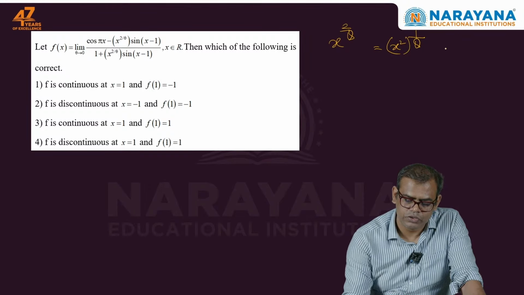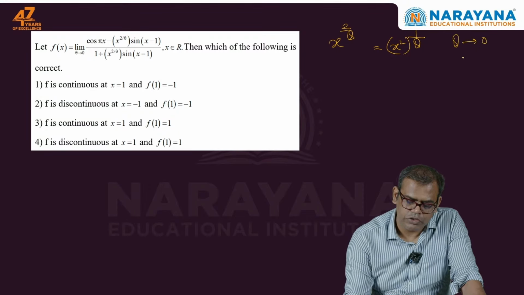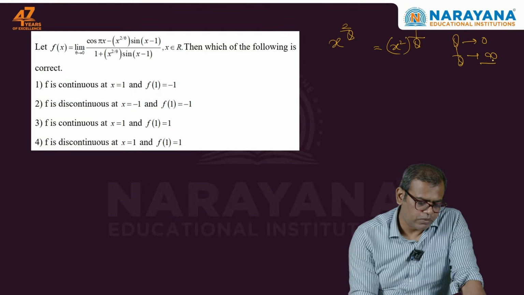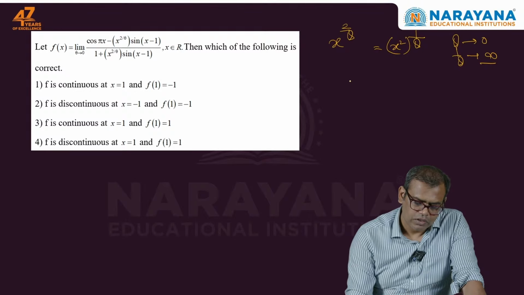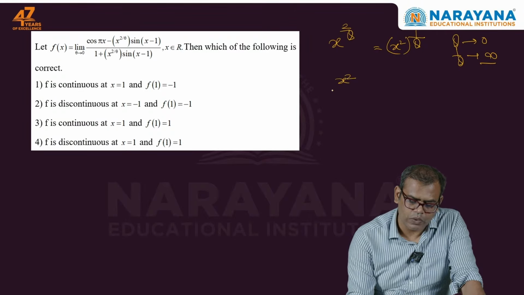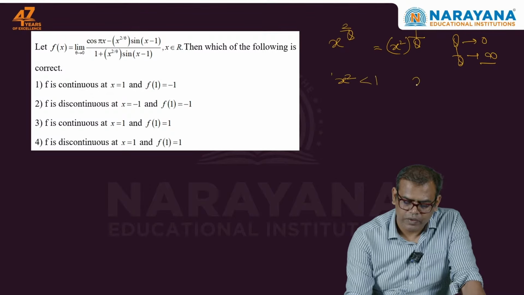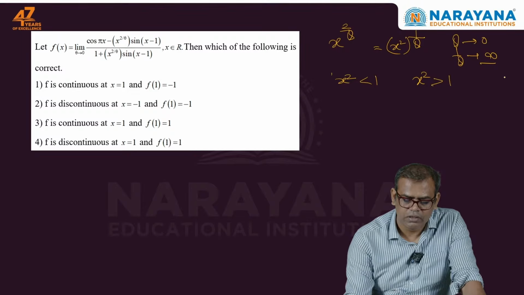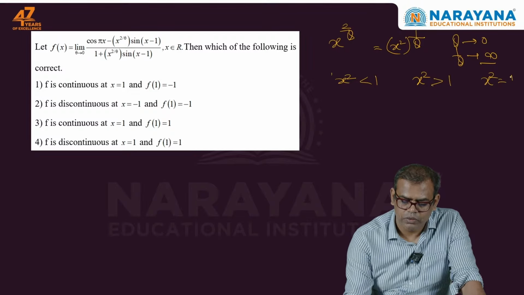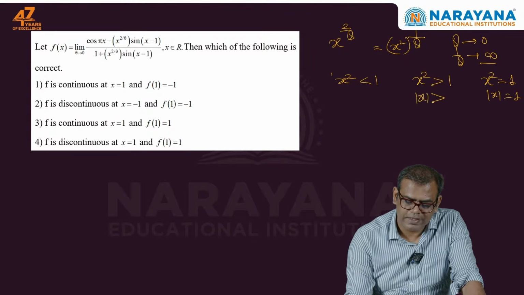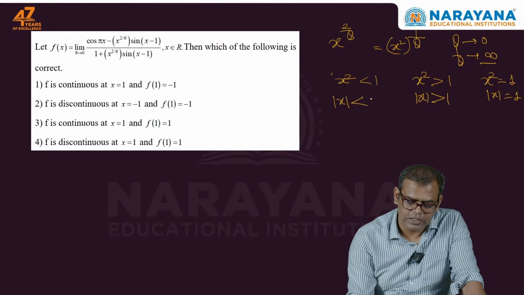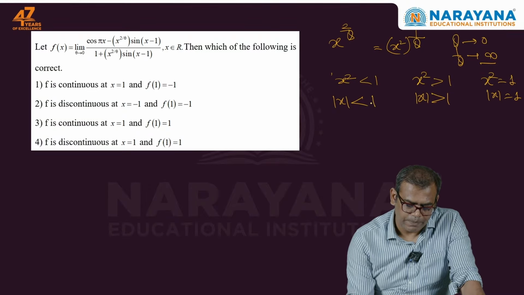Theta approaches 0. If theta approaches 0, then 1 by theta will approach infinity, right? But what about the x? There are 3 possibilities. Consider x square, their magnitude is 1, x square is greater than 1, or x square is equal to 1. Means here you can say mod x is equal to 1. Here you can say mod x is greater than 1. In that case you can say mod x is less than 1. What will happen in that case?